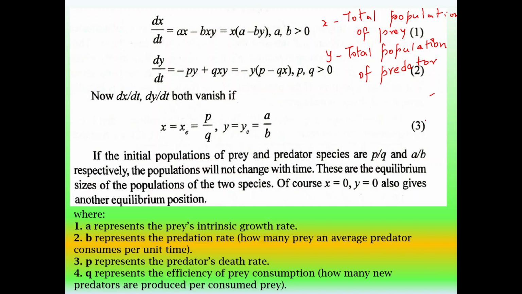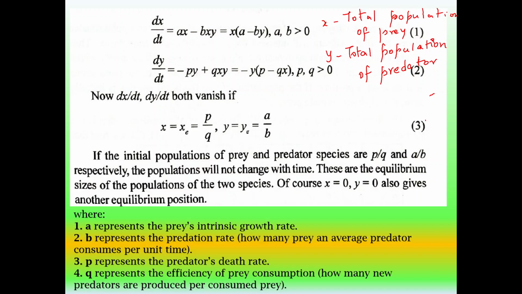At the same time, here a represents the prey's growth rate, b represents predator's growth rate, and small p represents predator's death rate, as well as q represents prey's death rate. Otherwise, how many new predators are produced per consumed prey. By keeping all these points in our mind, let us see how to frame the equation dx by dt. dx by dt means population rate of the prey with respect to time.